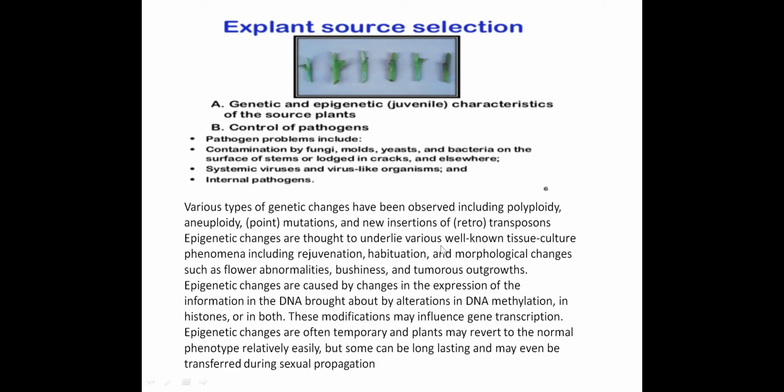Epigenetic changes are thought to underlie various well-known tissue culture phenomena, including rejuvenation, habituation, hardening, morphological changes, flower abnormalities, bushiness, tumorous outgrowths. These can happen. When a plant's physiological condition changes, you can expect some sudden changes. They are called epigenetic changes. They are thought to occur when the DNA is methylated, when methyl groups are added to the DNA, when histone proteins are methylated. These epigenetic changes are caused by changes in the expression of the genes.